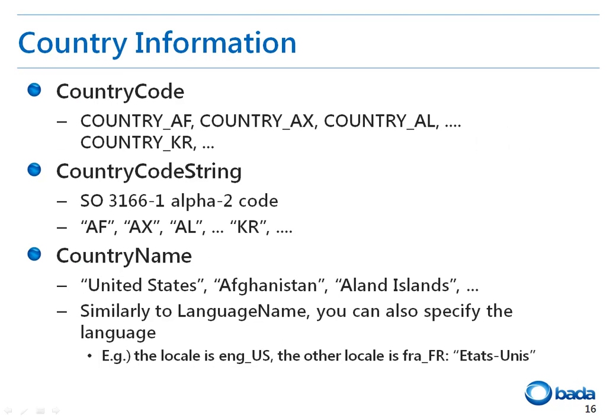The country information is similar. The country code is an enumerated value. The country code string follows the ISO 3166-1 alpha-2 code. The country name string contains the name of the country. As with the language name, you can retrieve a country name for a specified locale.